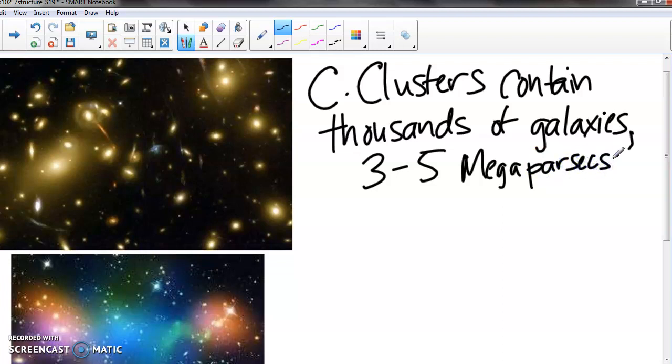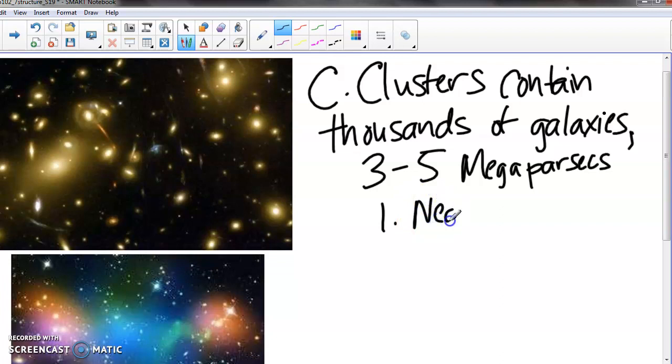Okay, so lots and lots of galaxies, quite a bit bigger, twice as big as our local group. We are not in a cluster because we're in a group, right? Either or situation. But we have some nearby clusters. We have one called the Virgo cluster.